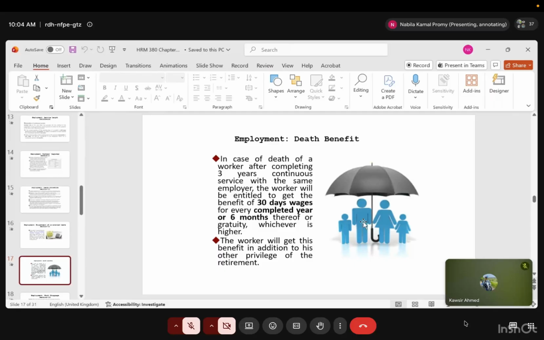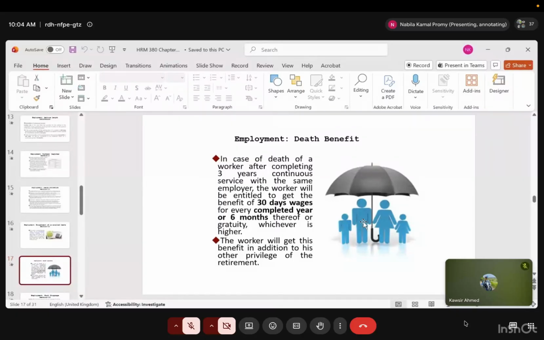So let's say there is an employee who worked for 3 years and then he or she died. Now the employee's family will get 30 days wage for every completed year.